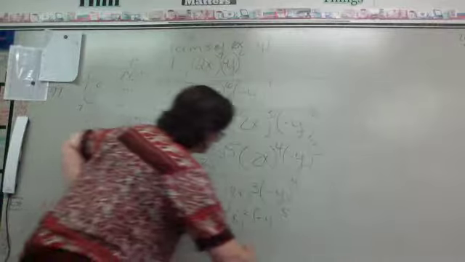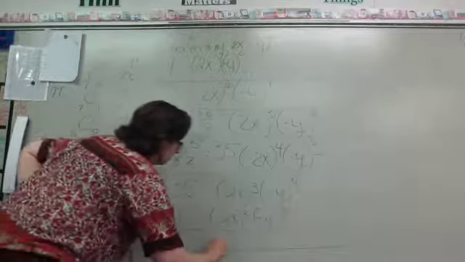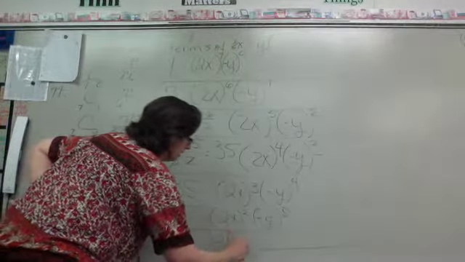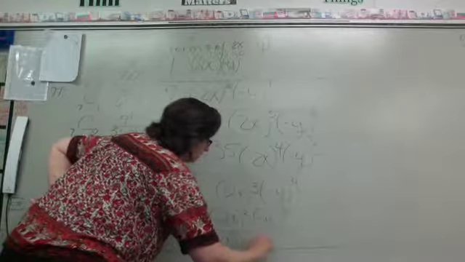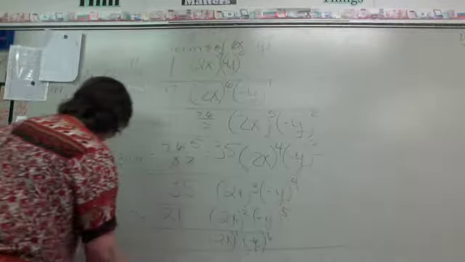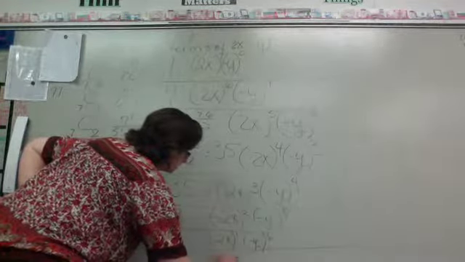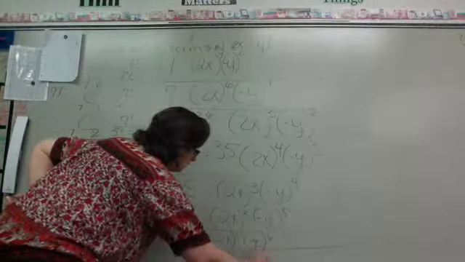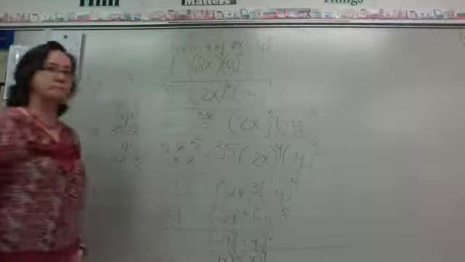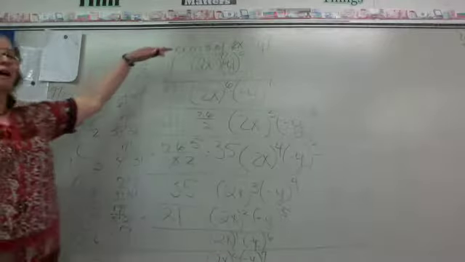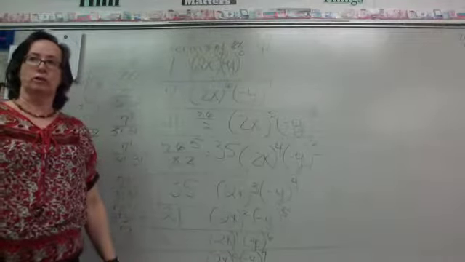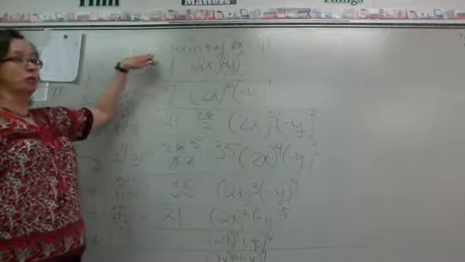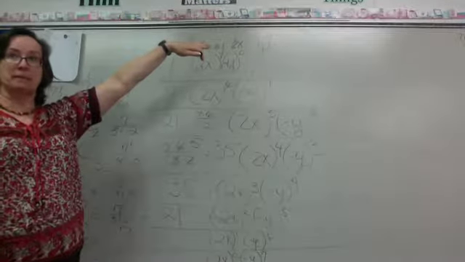Okay, then we go to the 7 here. 2x to the 1, negative y to the 6. And the last one is 2x to the 0 and negative y to the 7. Okay, now once you've got all that done, you would be able to write all 8 terms by simplifying them.